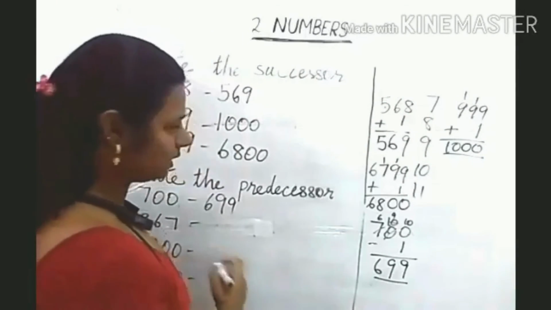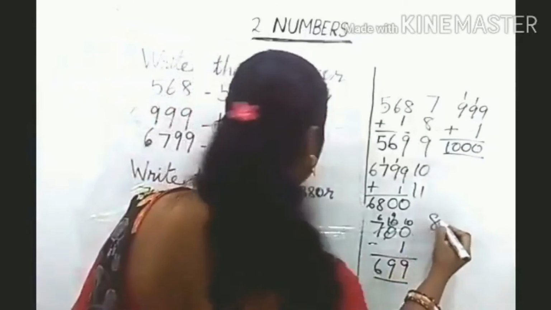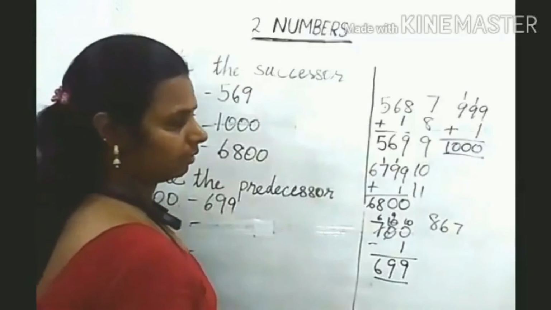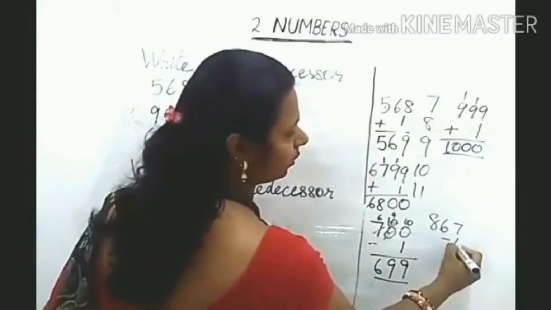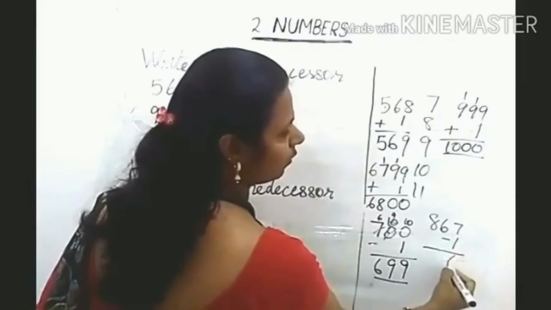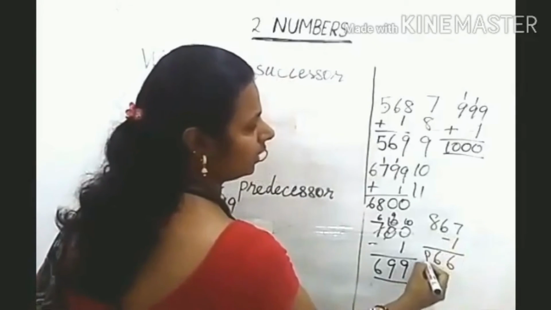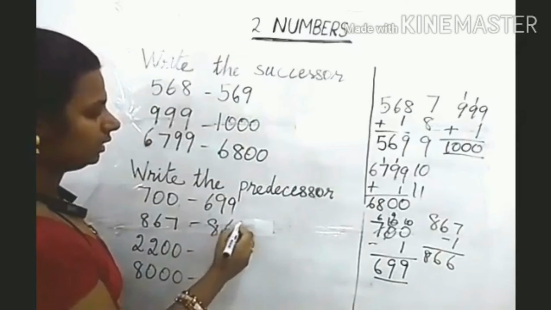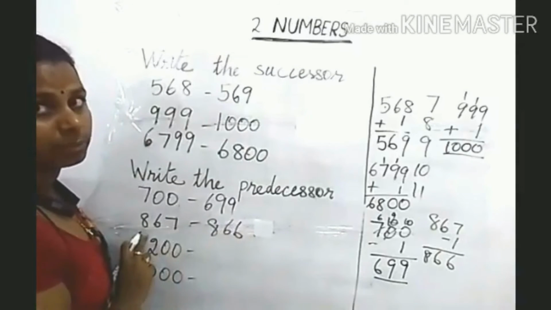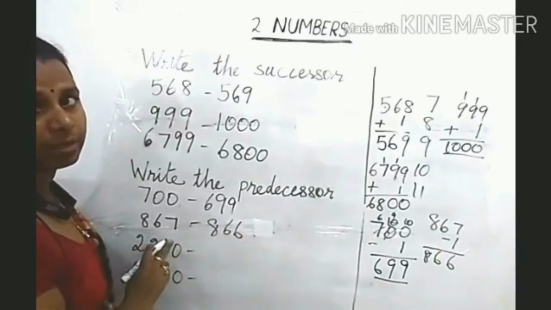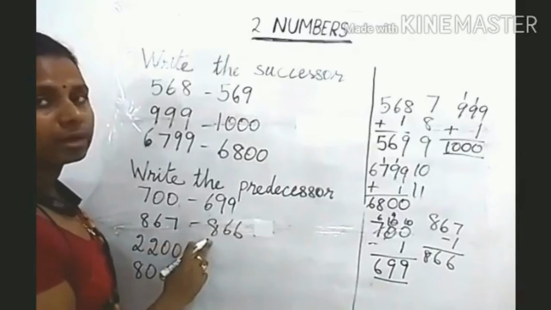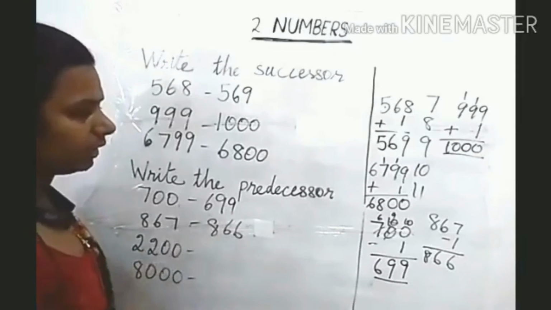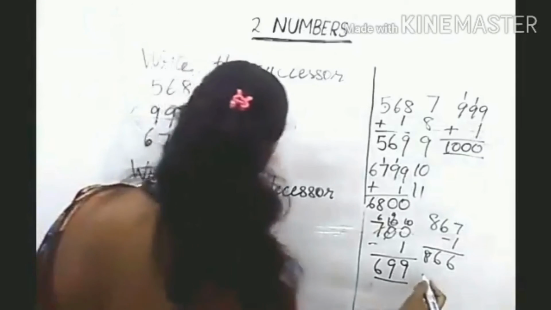Understood? Now the next number is 867. Now shall we subtract 1 here? 7 minus 1, 6. 6, 8. So 866. So predecessor of 867 is 866.